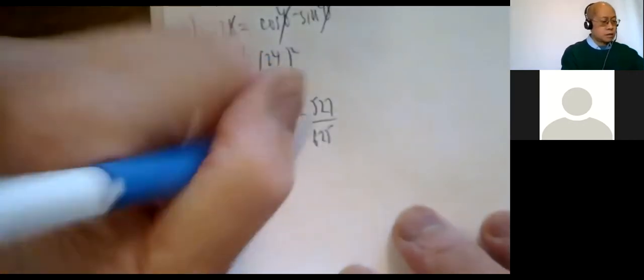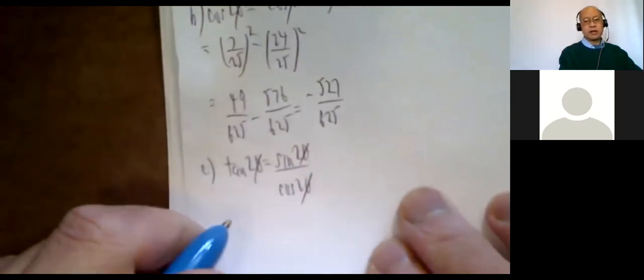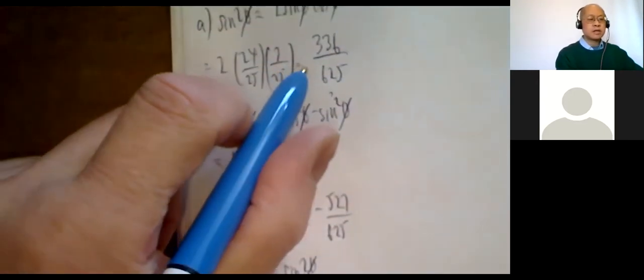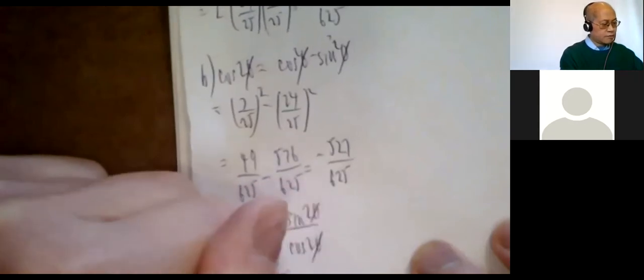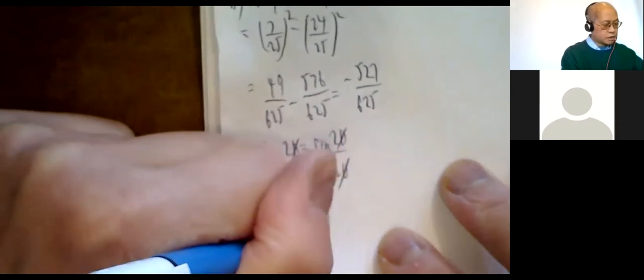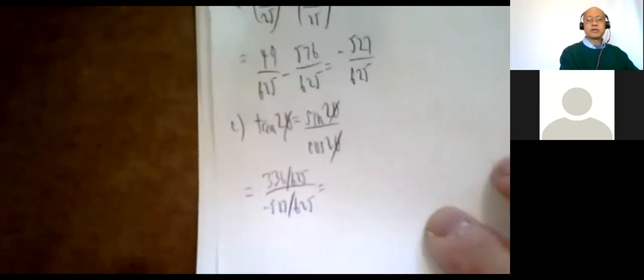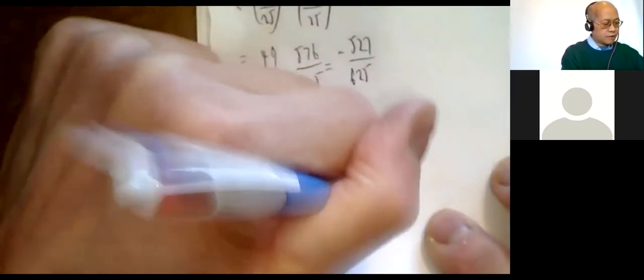And then tangent 2 phi, it's sine of 2 phi divided by cosine 2 phi. That's easier than using the double angle formula in this case. So sine of 2 phi was 336/625 divided by negative 527/625. The 625s cancel out, so negative 336/527. And that's it for that one.